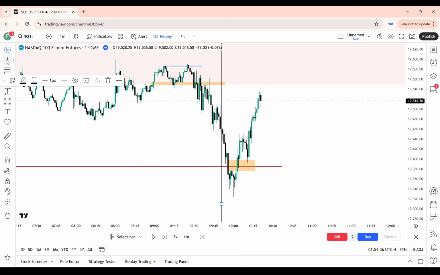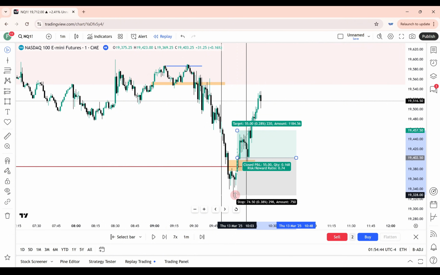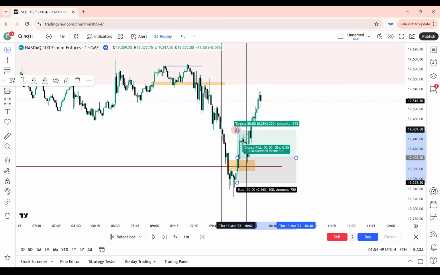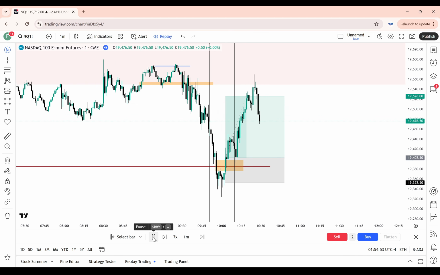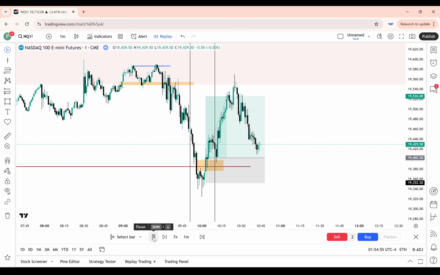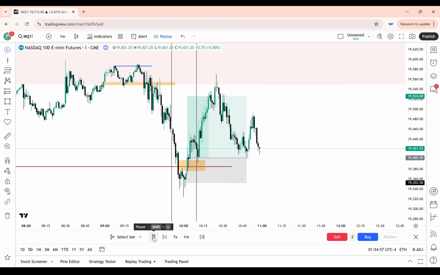Give or take, that's 950, and then 1010 is there. How do you enter? Something similar to this. Stop below the bodies or the wick. I think the bodies is sufficient here or somewhere around there. And target a 1-to-1, 1-to-2, whatever you need to, and be done with it. That is the A+ trade for the New York session.